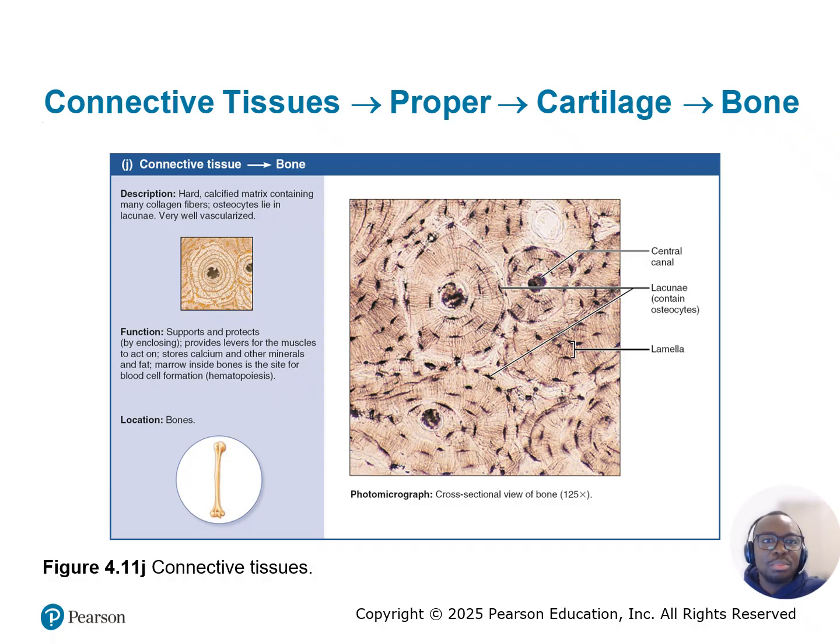Bone supports and protects body structures. For example, the skull encloses and protects the brain. Also, bone provides levers for the muscle to act on. Bone stores calcium, fats, and other minerals. The red bone marrow inside bones is a site for blood cell formation or hematopoiesis.